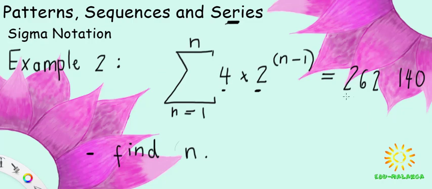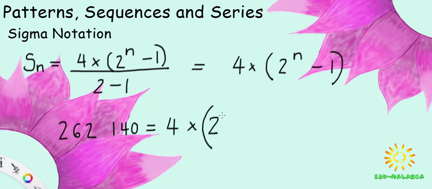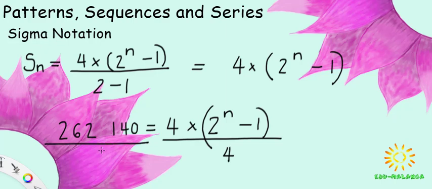We are told that the sum is equal to 262,140. So we can substitute where we are seeing Sn. 262,140 is equal to 4 times, open brackets, 2 to the power of n minus 1. This is the equation that we're going to have to solve in order to find out what n is. We'll start by dividing by 4 on both sides. Let's divide by 4 over here, divide by 4 over here as well. These 4's will cancel out.